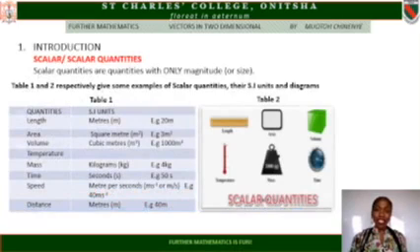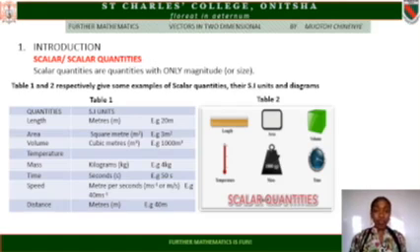We'll be looking at scalar quantities. And what are scalar quantities? Scalar quantities are quantities with only size or magnitude. When a quantity has only size or magnitude, it is called a scalar quantity. And from the picture you are seeing on the screen, some of the examples we have there are the length, the area, volume, temperature, mass, time, and so on. And their respective standard units are attached to them.